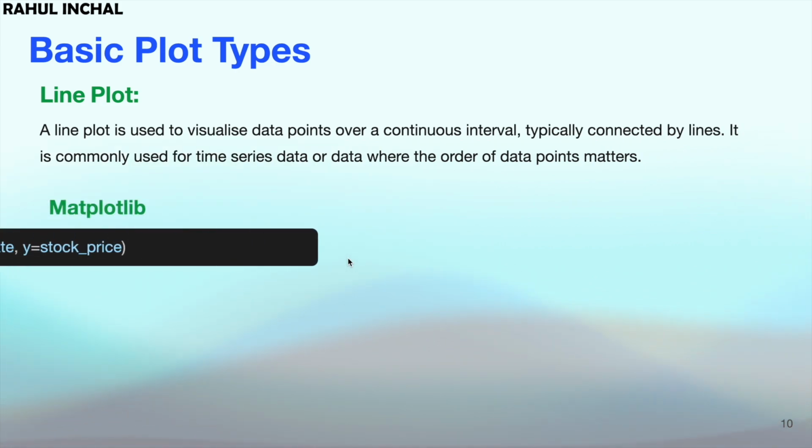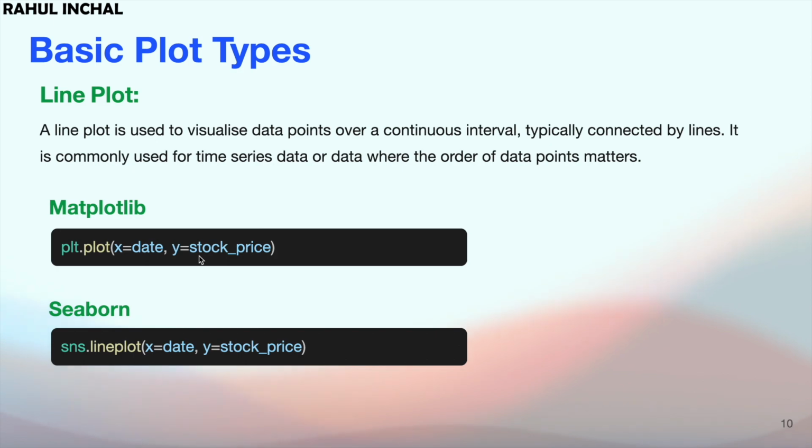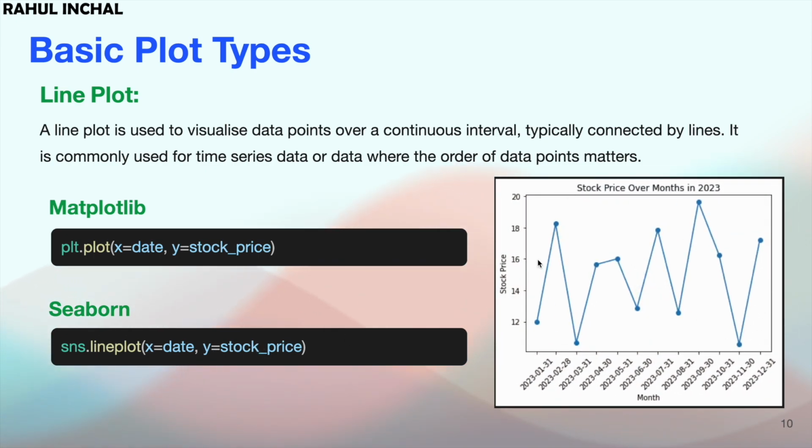How do you write this in code for Matplotlib? You just write from matplotlib import pyplot as plt. So I would want to give it an alias as plt. plt is nothing but pyplot. Then plt.plot, and then you give x and then y. Similarly for Seaborn, you would write sns.lineplot, Seaborn as sns, so the alias is sns.lineplot with x and y. This is how it typically looks: for each date, how much the stock price is moving. So this is what the typical line plot looks like.